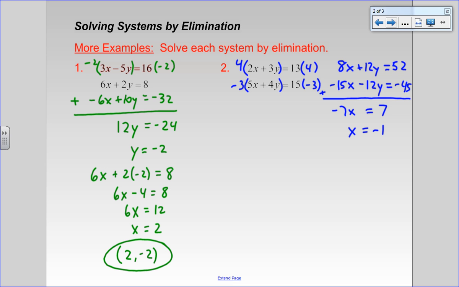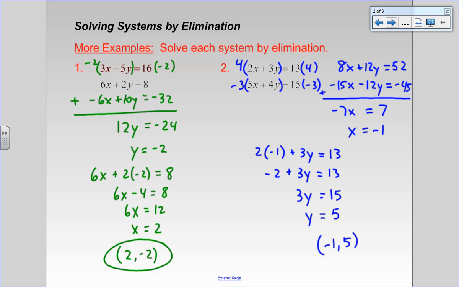and we can go back to one of our original equations to find the value of y. Let's use the first equation from our original system. So we have 2 times -1 plus 3y equals 13, or -2 plus 3y equals 13. Adding 2 to both sides, dividing both sides by 3, we see that y equals 5. Thus, the solution to this system is the ordered pair -1, 5. Again, indicating that if we graphed these two lines on the coordinate plane, they would intersect at that point.